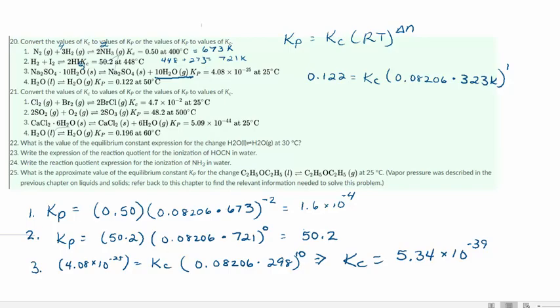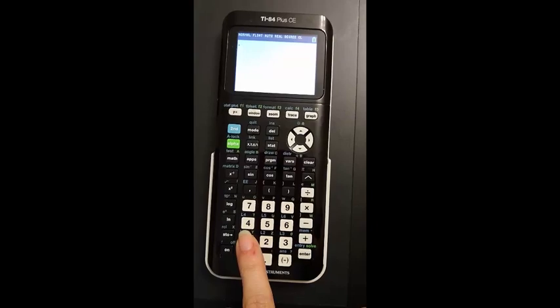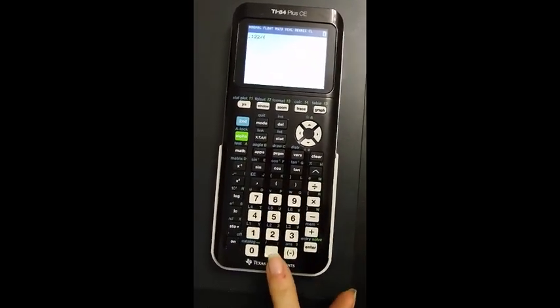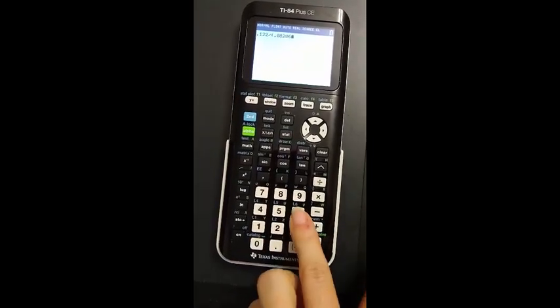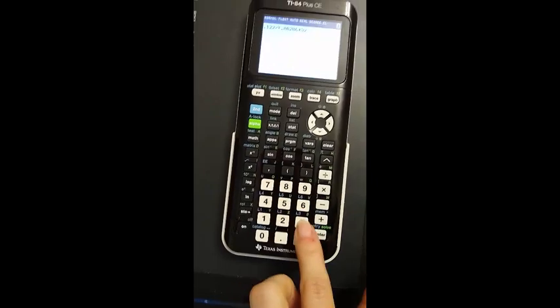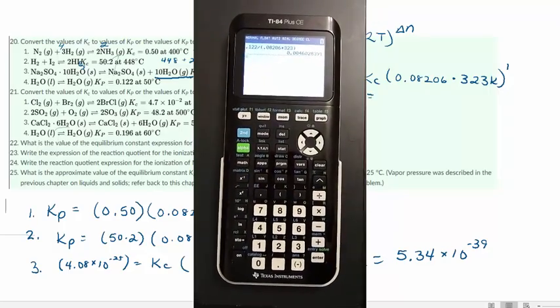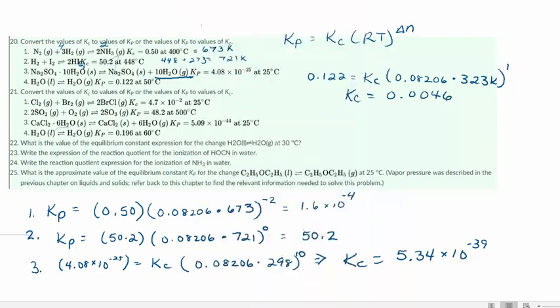Now in the calculator, I'm going to take 1.122 and divide it by the product. So I'm going to use my parentheses here. So I get a value of 0.0046. Now I have 3 sig figs here, so I really should end with 3 sig figs, 460 for my Kc.